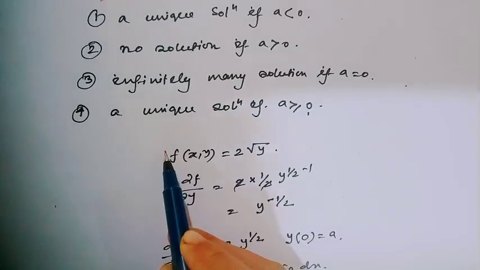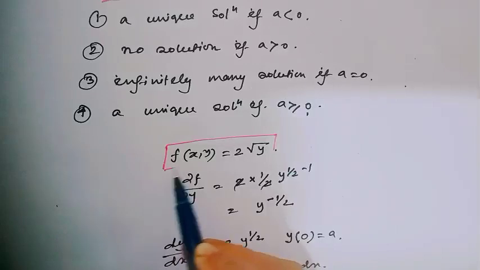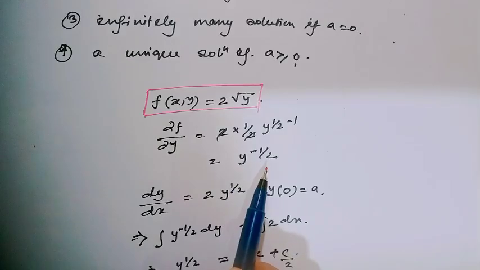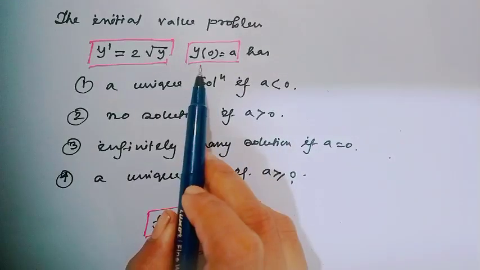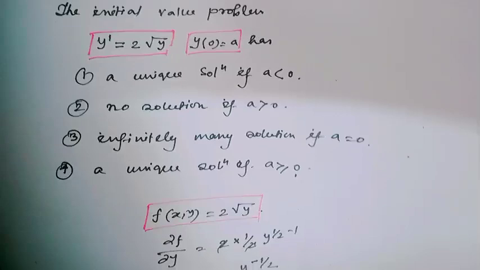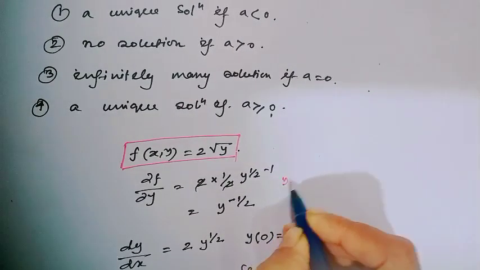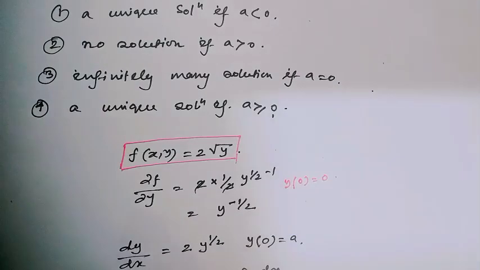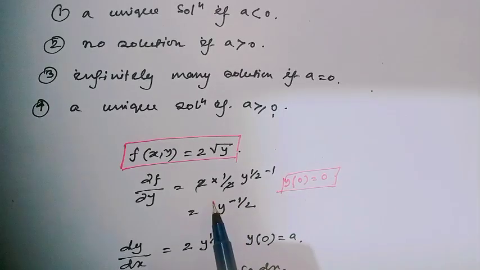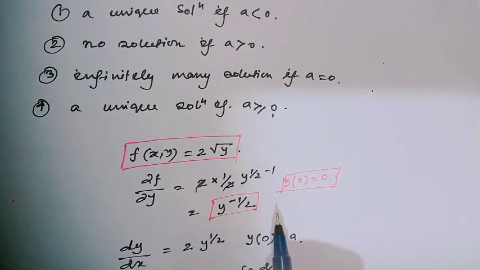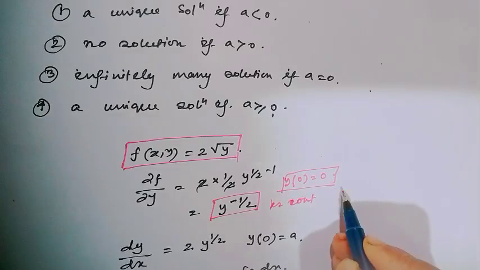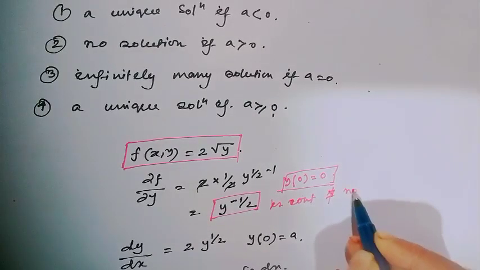Here obviously f(x,y) equal to 2 square root of y. Then del f by del y means y to the power minus half. Since the question has given the initial condition y(0) equal to a, if we consider a equal to 0, then y(0) equal to 0, and in this region notice the function del f by del y is not continuous. So, in this region, there exists no unique solution.